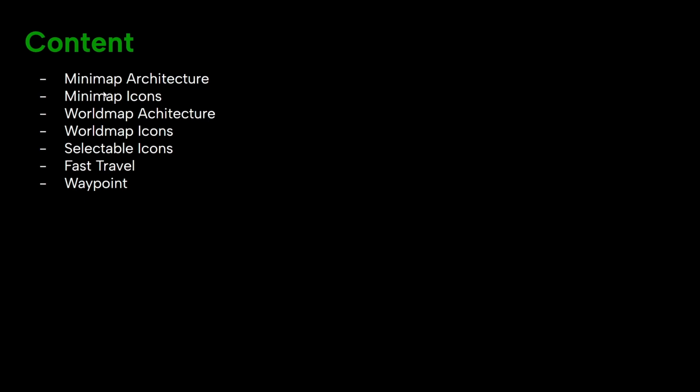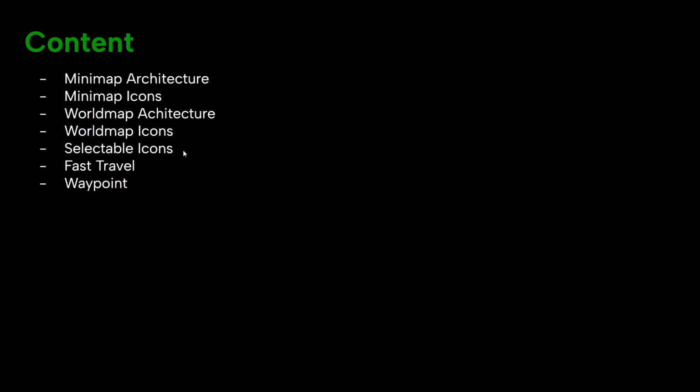It's a sort of layered architecture to render these Minimap elements. And then we'll take a look into Minimap icons, which ultimately represent some specific element on the level. And then the world map architecture and world map icons. And some of the icons on the world map can be configured as selectable, so that the player is able to select those.